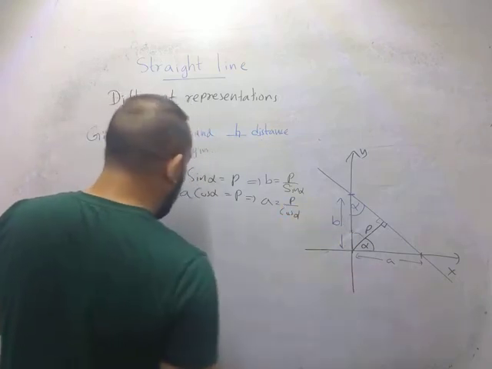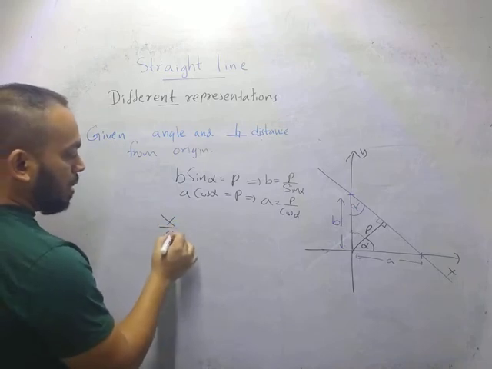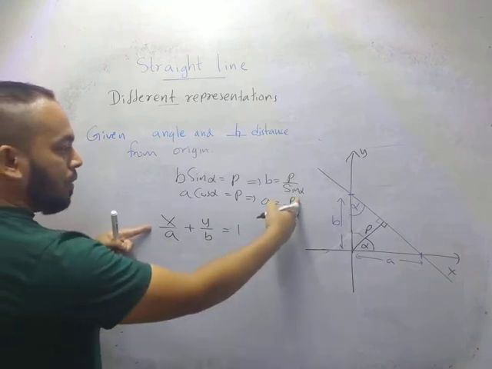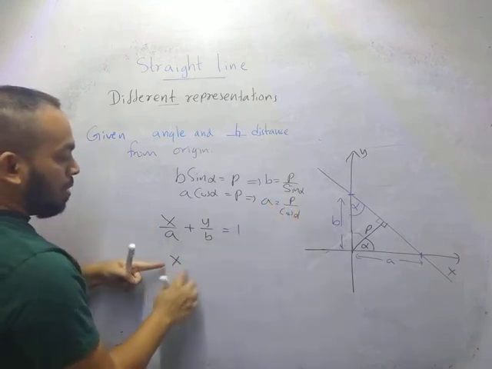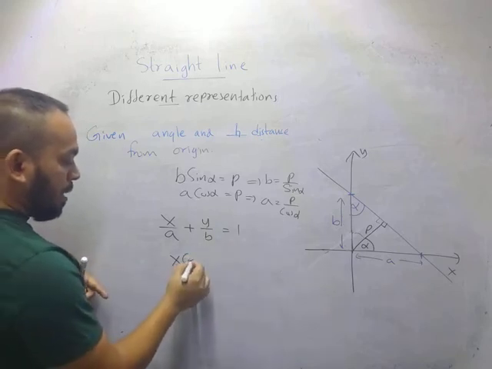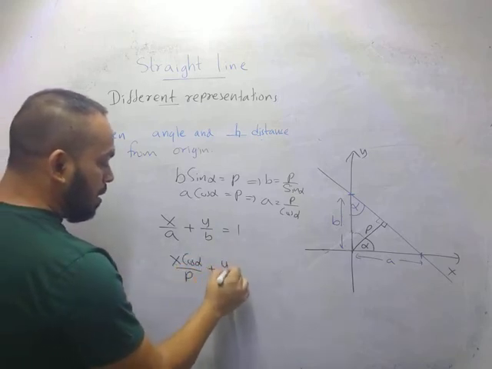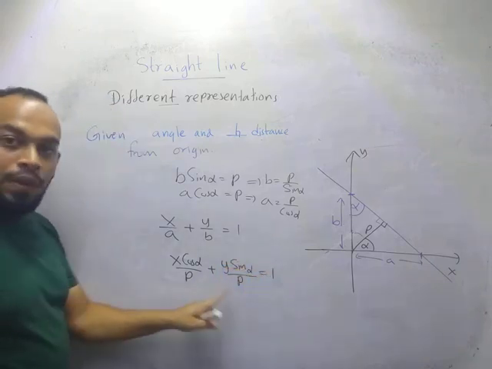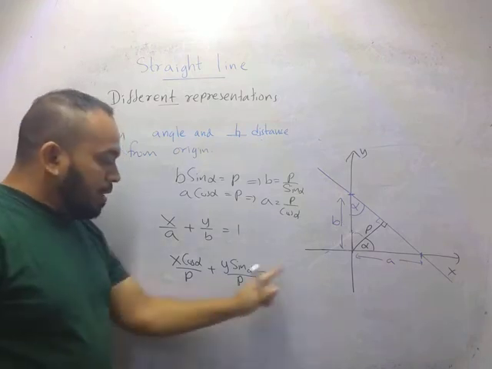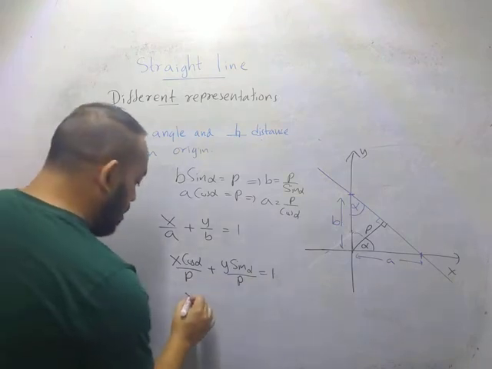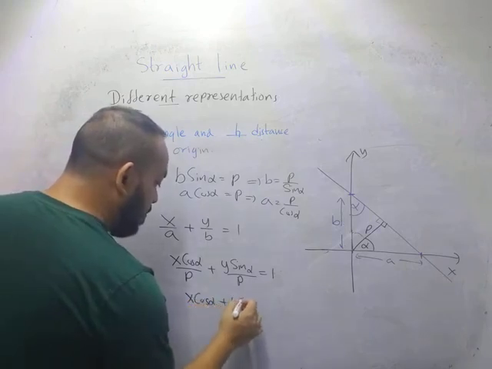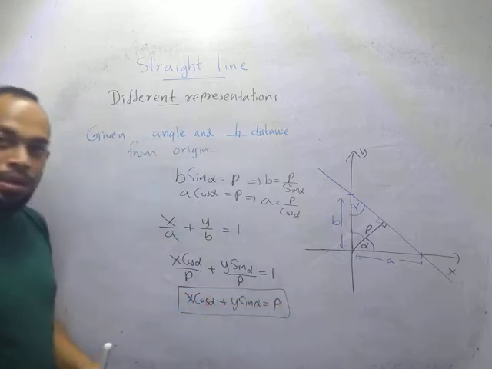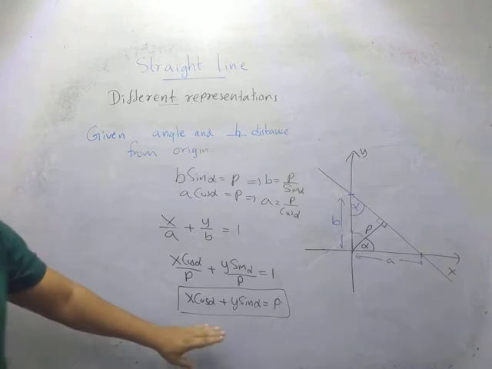Now we have this and that. So we can write down the equation x over A plus y over B equals 1. X over A, A would be P over cos alpha, so I'm going to write x cos alpha divided by P, then y sine alpha divided by P equals 1. Now we have P in the denominator. So I'm going to cross multiply the equation by P, then I get x cos alpha plus y sin alpha equals P. This is the other relation. So this won't come up much, but you should know, right?